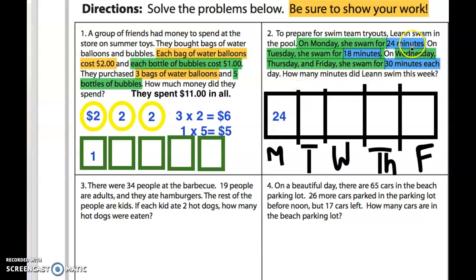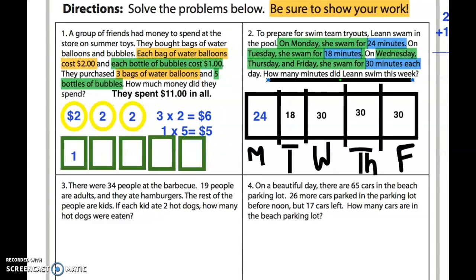All right, so I went ahead and did Monday for you. Let's finish doing Tuesday. How much did she do on Tuesday? She did 18 minutes. How much did she do on Wednesday? She did 30. And she did 30 on Thursday and on Friday because it says that she swam on Wednesday, Thursday, and Friday for 30 minutes each. That's pretty easy, just 30, 30, 30. Now the question is, how many minutes did Leanne swim this week? So now I have to do the total.